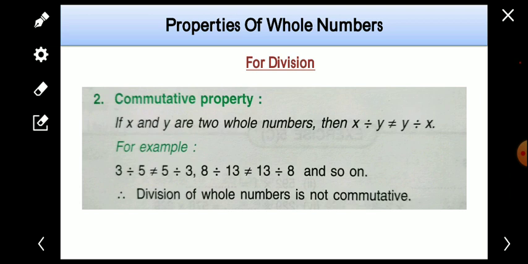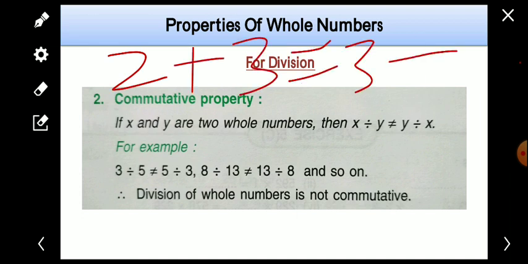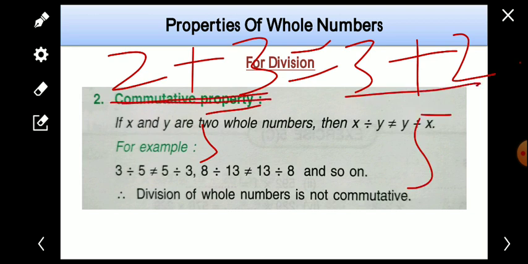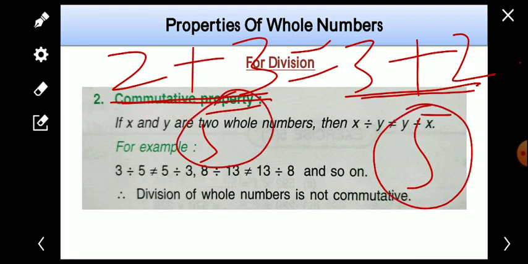Like addition: 2 plus 3 is equal to 3 plus 2, because in both cases we get 5. It means we have changed the order, in place of 2 plus 3 we have written 3 plus 2, even then there is no effect on the result. It means that under addition the whole numbers are commutative.